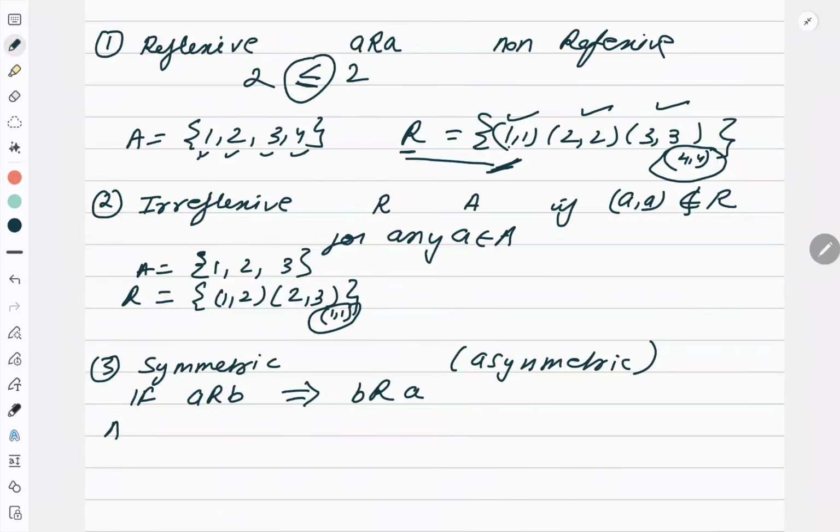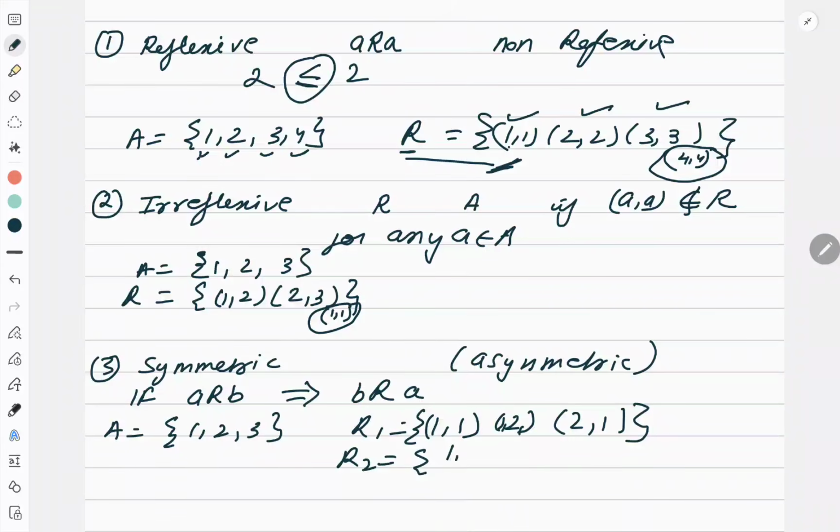For example, take A equal to 1 comma 2 comma 3, and a relation R1 I am defining as 1 comma 1, 1 comma 2 and 2 comma 1. Another relation R2 I am defining as 1 comma 2, 2 comma 1 and 1 comma 3. Now in the first relation R1, 1 comma 1 is there, so correct. Now 1 comma 2 is there, so 2 comma 1 should compulsorily be there. 2 comma 1 is also there, so it is working. For 2 comma 1, 1 comma 2 should be there, and it is there. So this relation is symmetric.